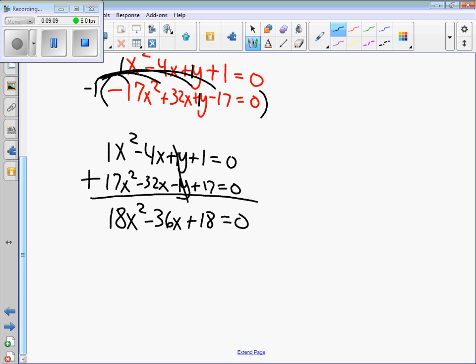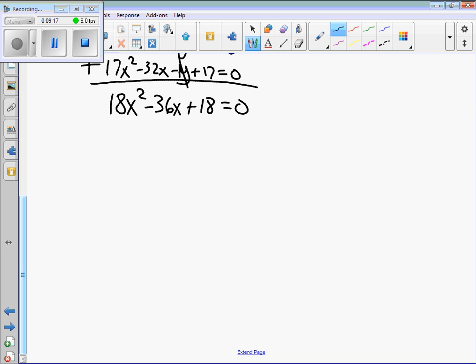You have a single quadratic equation, we can solve using the quadratic formula. If there's ever a GCF, take it out. So GCF, there's the greatest common factor. It's 18. Let's take an 18 out. x squared minus 2x plus 1 equals 0. So here we can use the quadratic formula.